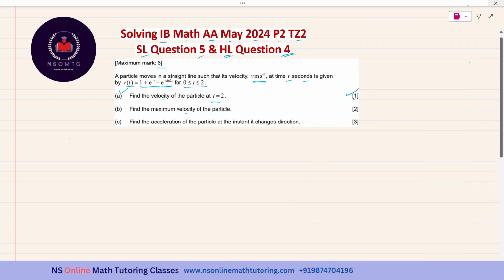Using GDC, v of 2, that means the velocity value when time is equal to 2 seconds is equal to negative 0.996 meter per second, correct to 3 significant figures.